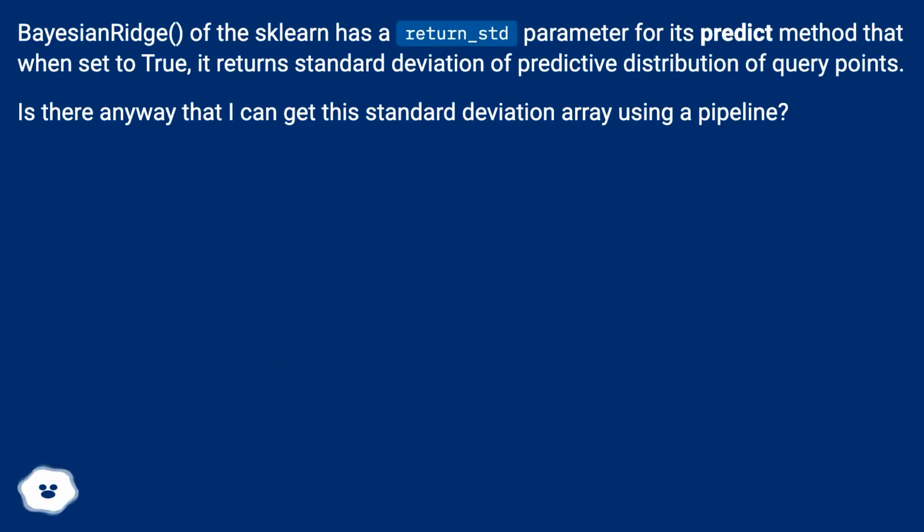BayesianRidge of scikit-learn has a return_std parameter for its predict method that, when set to True, returns the standard deviation of the predictive distribution of query points. Is there any way that I can get this standard deviation array using a pipeline?